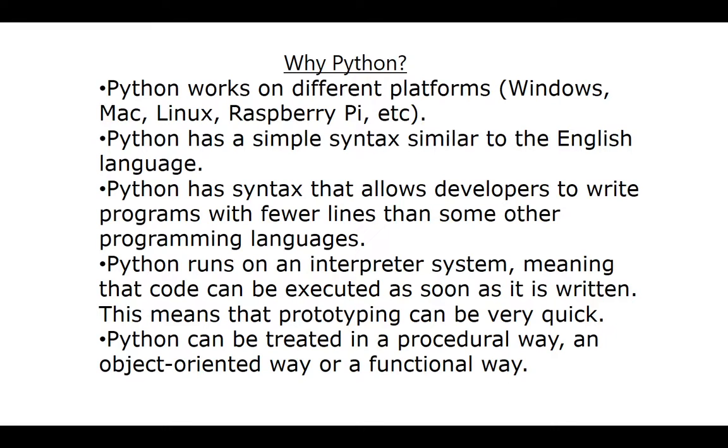Okay, so I'm going to tell you why Python. Python works on different platforms: Windows, Mac, Linux, Raspberry Pi, etc. Python has a simple syntax similar to the English language. Seriously, yes, Python does have very simple syntax. Python has syntax that allows developers to write programs with fewer lines than some other programming languages. Python runs on an interpreter system, meaning that code can be executed as soon as it is written. And this means that prototyping can be very quick. Python can be treated in a procedural way, an object-oriented way, or a functional way.